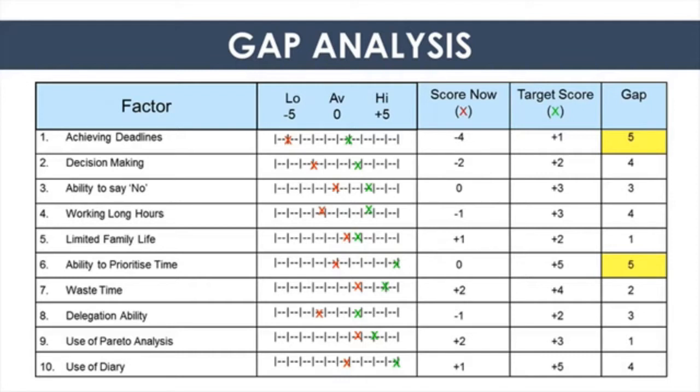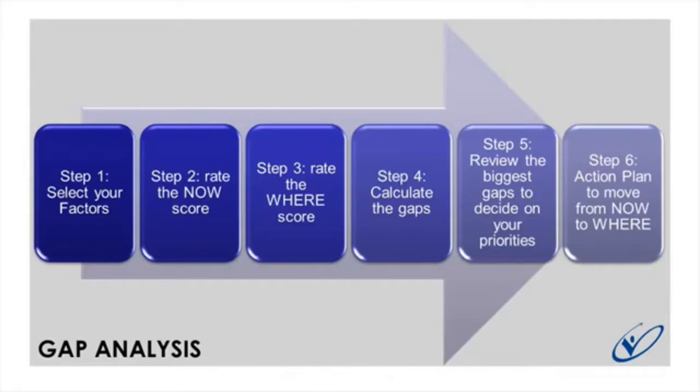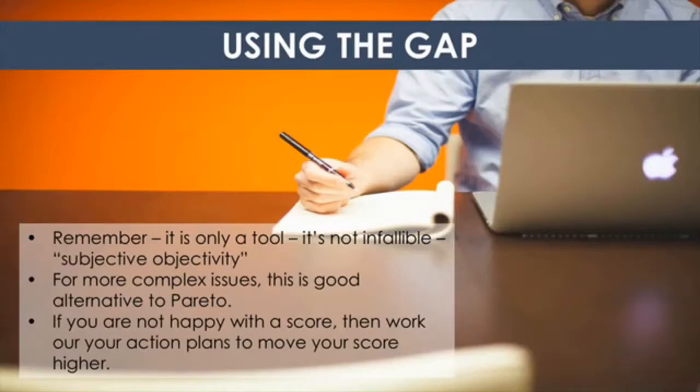Okay, so use gap analysis as a tool. Where are we now? Where do we need to be? Pick the ones with the biggest gap between the target and the current score. Okay. Methodology: select your factors, score for the now, score for the where, calculate the gaps, pick the biggest gaps, and then do some action plans. All right, so great way to do it.